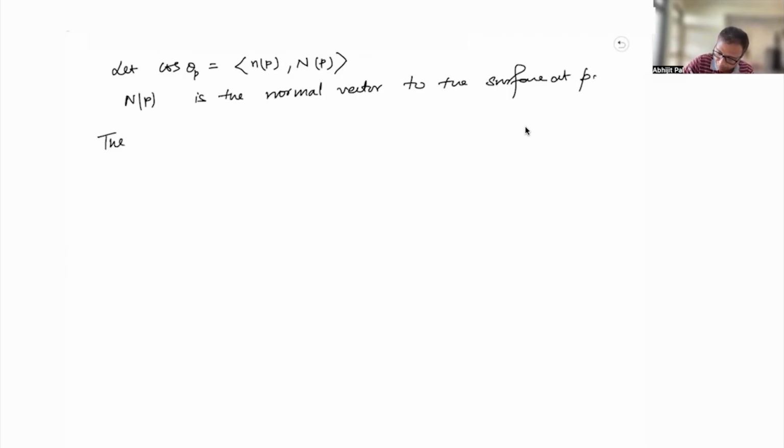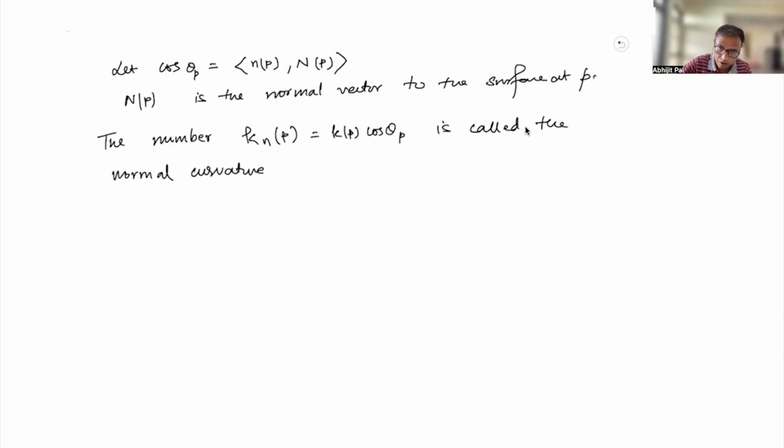The number Kn at P equal to Kp cos theta P is called the normal curvature of C, which is contained in S at the point P.